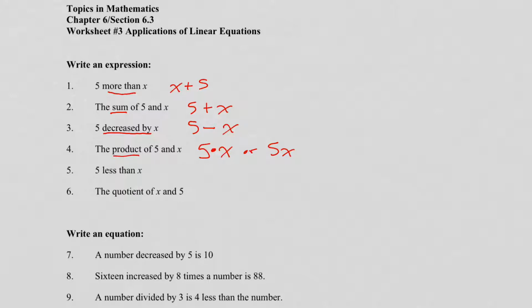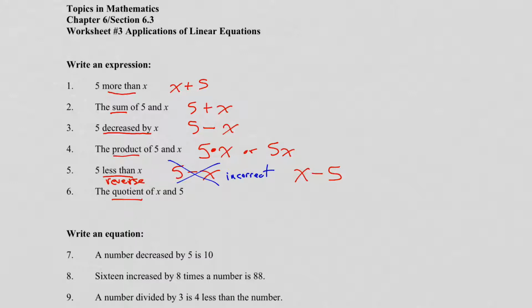5 less than x. Now, be careful with this one. 5 minus x, that is incorrect. Okay, because 5 is being subtracted from x. You're taking the x and you're going to produce 5 less than that x. So in this case, it's in reverse. So we're going to put the x first and take 5 from that. So now that's 5 less than x, okay?